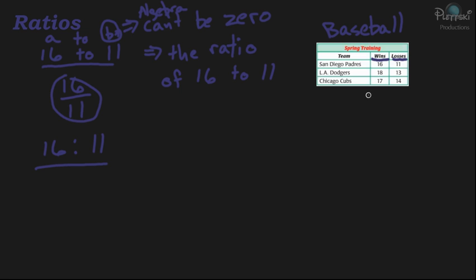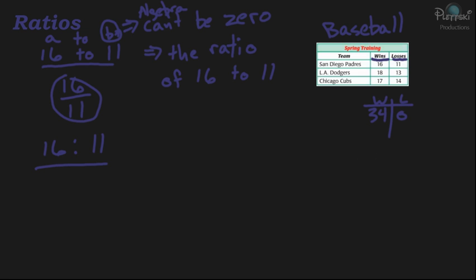Now in real life with baseball teams, you could have a team that has 0 losses. Let's say it's 34 wins and 0 losses. You could write 34 wins to 0 losses, and that's okay. But when we're talking about algebra, the B, or the second number, cannot be 0. It has to be a non-zero. Okay, so if we wanted to write San Diego Padres wins to losses, it would be 16 to 11.